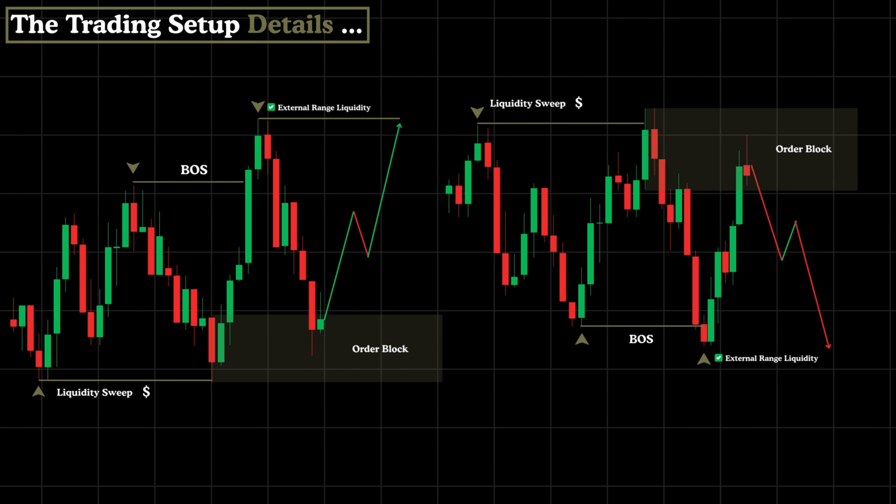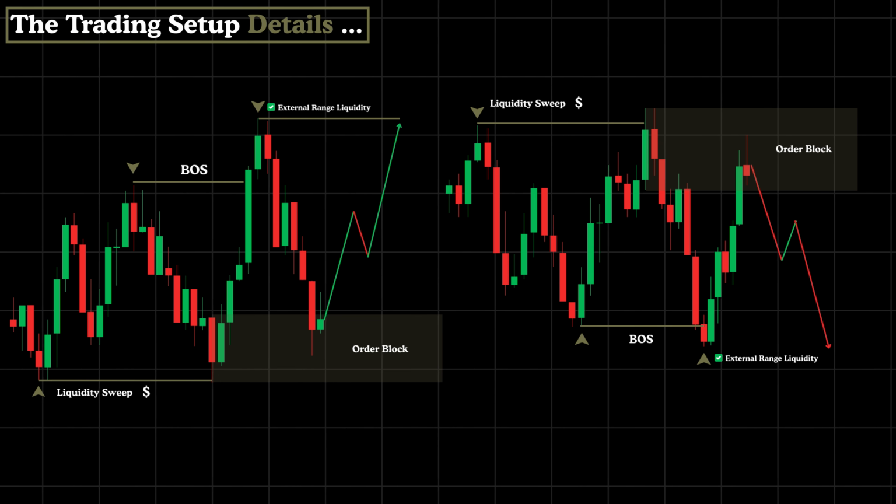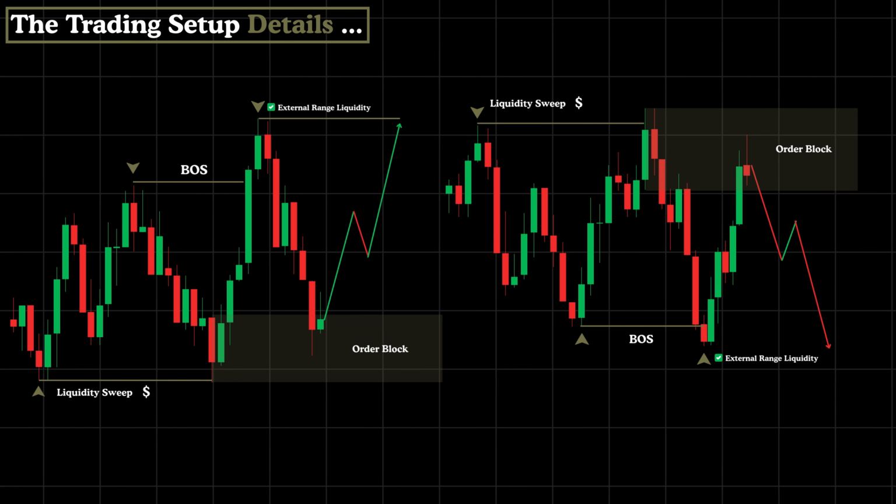Here, the setup activates when price revisits a region where buy-side liquidity has already been taken out, like the highs of an important supply zone or a cluster of equal highs. A quick rejection from that level signals a decline, confirming the continuation of the bearish trend.